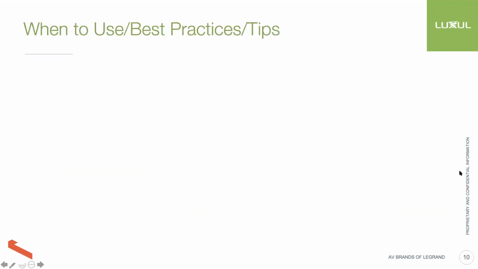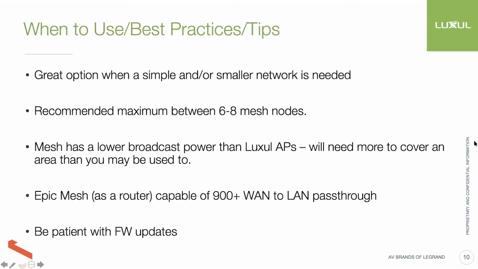So let me go back to this here. Some best practices and some tips with mesh then. Like we've talked about, it's a great option when a simple or smaller network is needed. We do have the ability to go higher than this, but we've heard from the field and in our own testing, 6 to 8 nodes is starting to get to be a pretty big mesh system. If you're looking at a project that's going to need 6, 7, or 8 nodes, I would highly recommend you look at standard APs instead. It's just going to be a better overall experience.